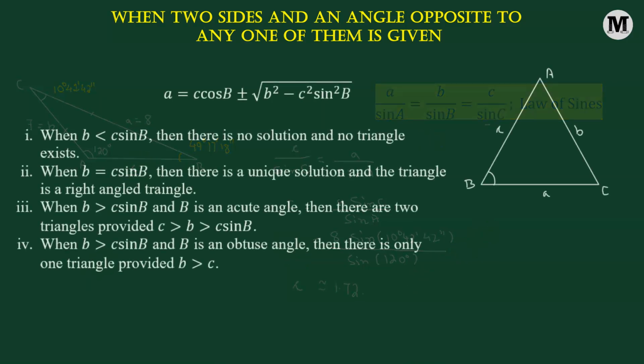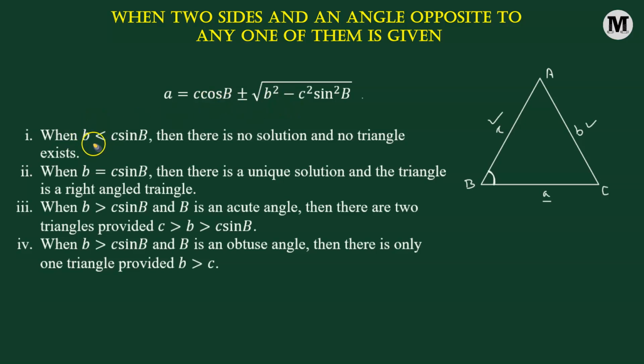To summarize, what we have done is: if we have a triangle ABC, two of the sides are known, and one of the angles opposite to one of the sides is given to us, then we can express the remaining side A as C times cosine of B plus or minus square root of B squared minus C squared times sine squared of B. And that immediately gives rise to four cases.